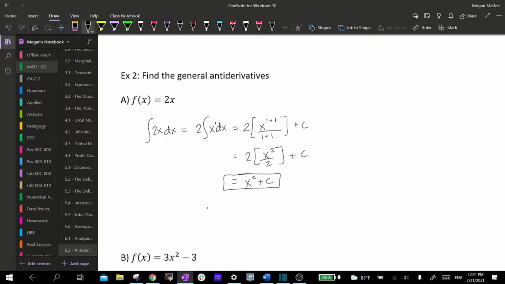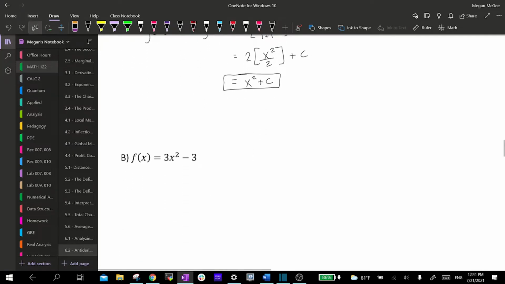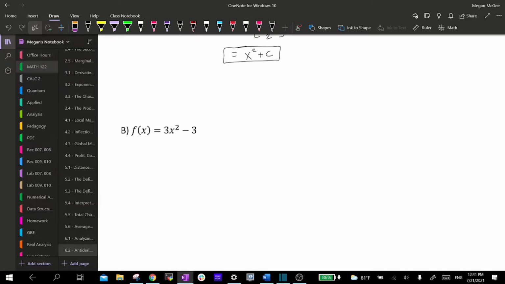Okay, let's do it again. Let's look at part B. We have 3x squared minus 3. So we want the integral of 3x squared minus 3 with respect to x. Remember, we can split integrals over sums and differences. So we have the integral of 3x squared dx minus the integral of 3 dx. Then we can use our constant multiple rule to pull this 3 out front, and now we have 3 times the integral of x squared dx minus the integral of 3 dx.